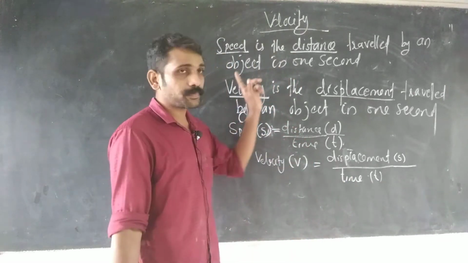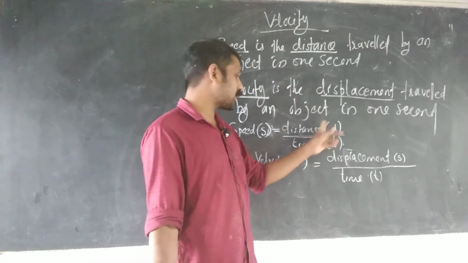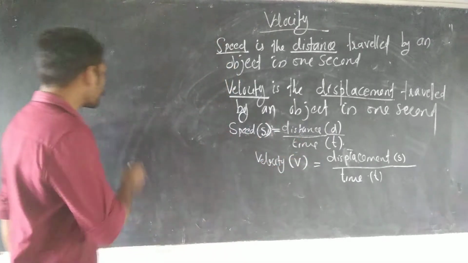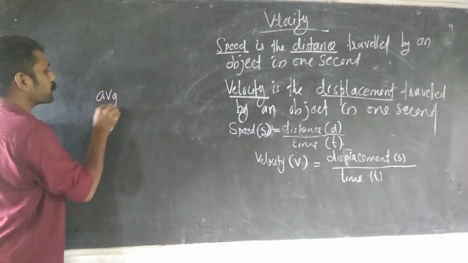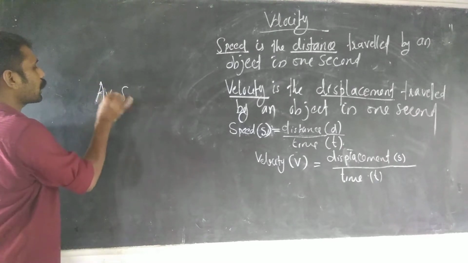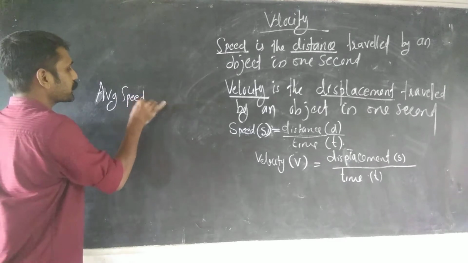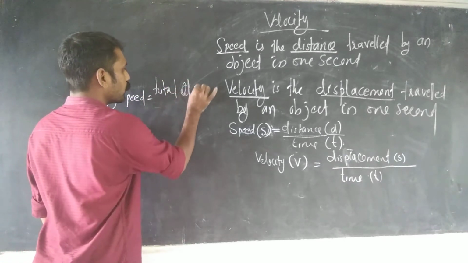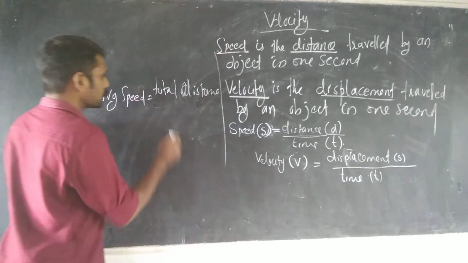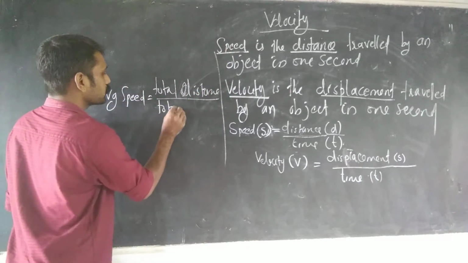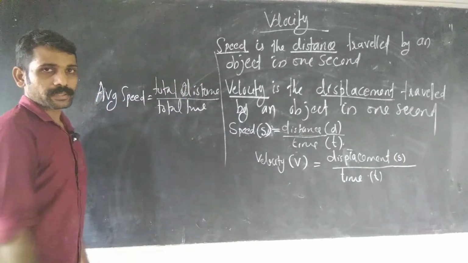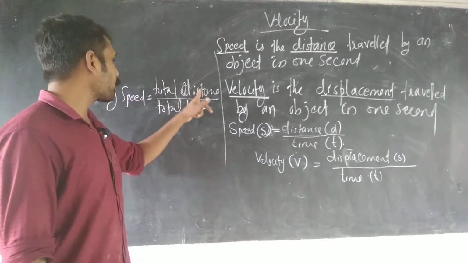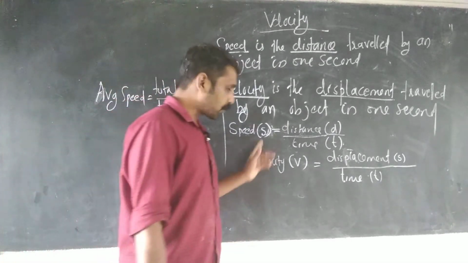So what is average speed? Average speed is equal to total distance by total time. Understand? Speed is distance by time, but average speed is total distance by total time.